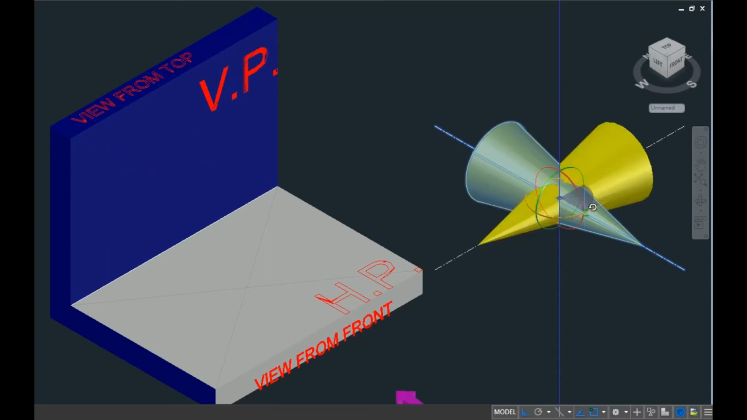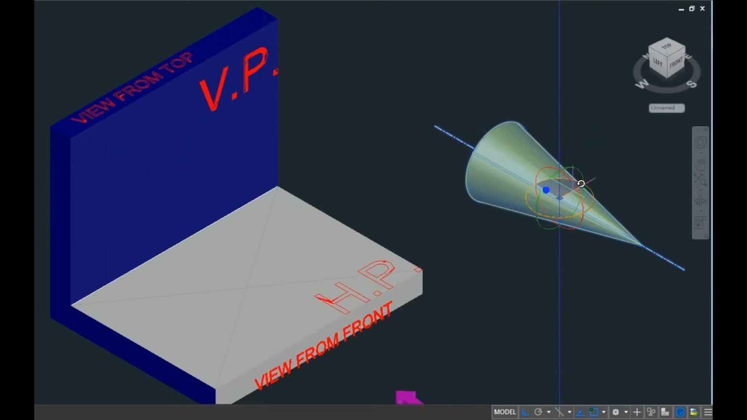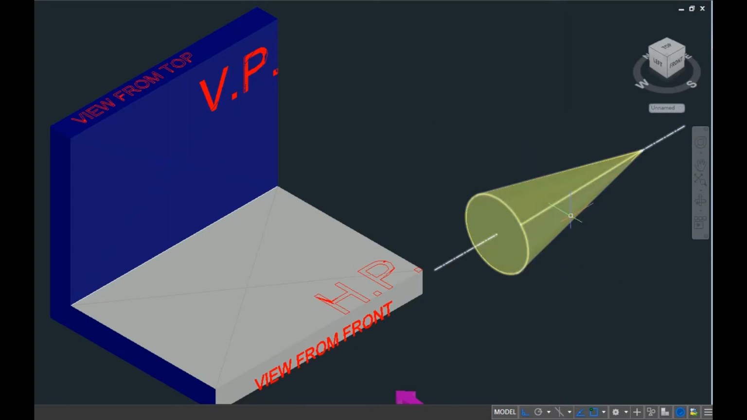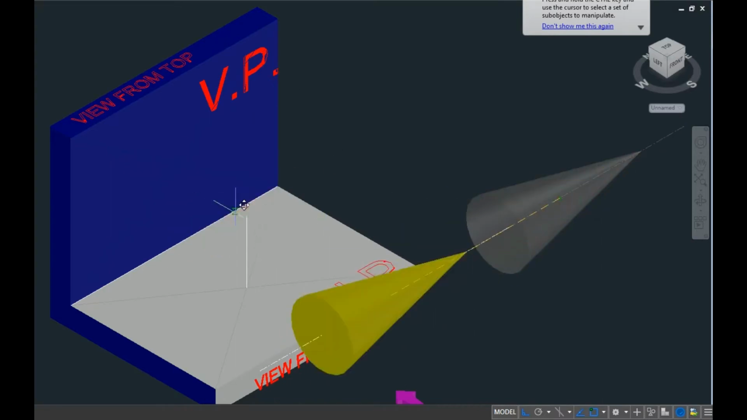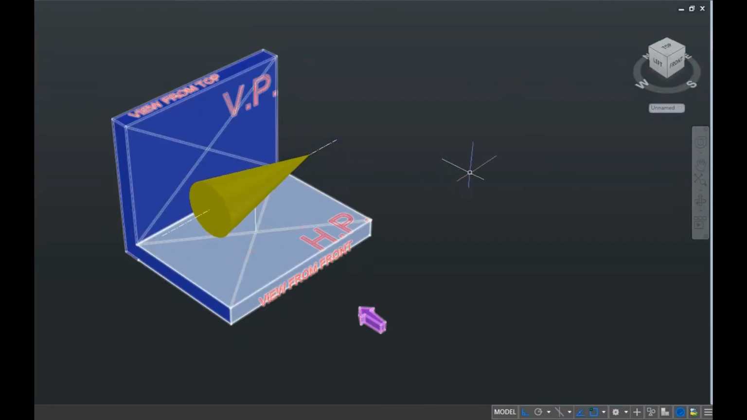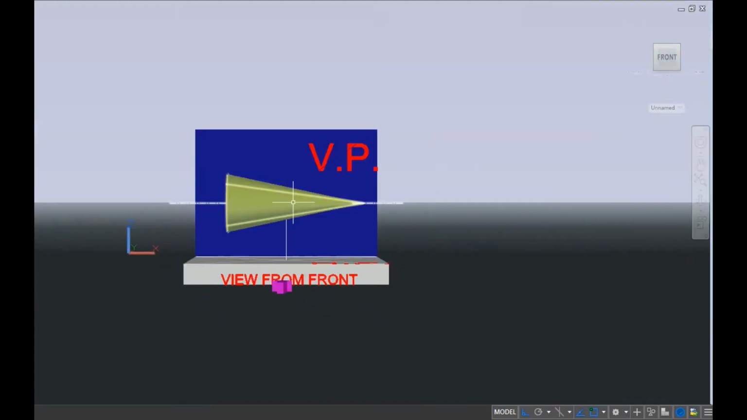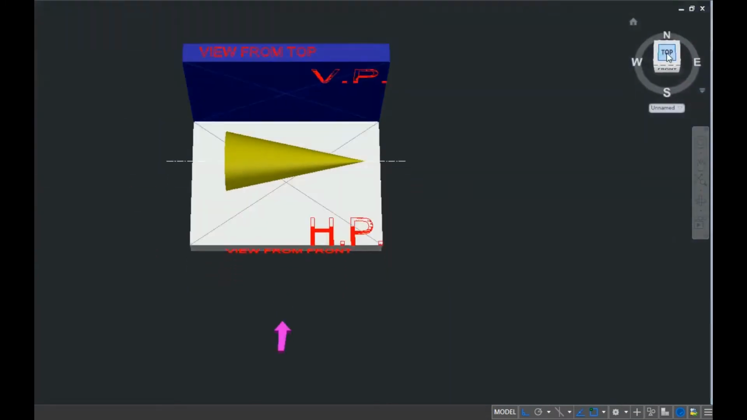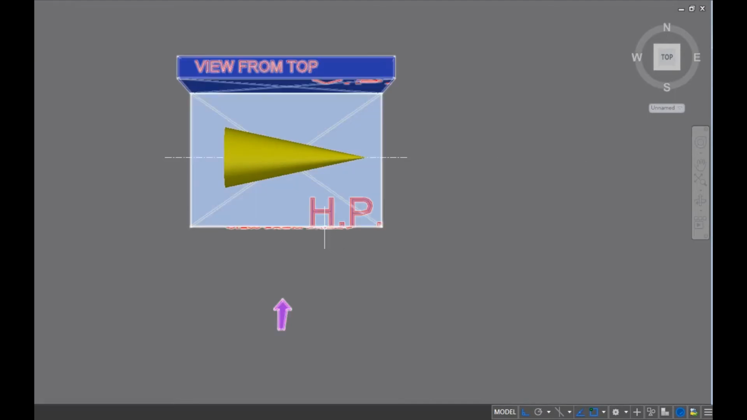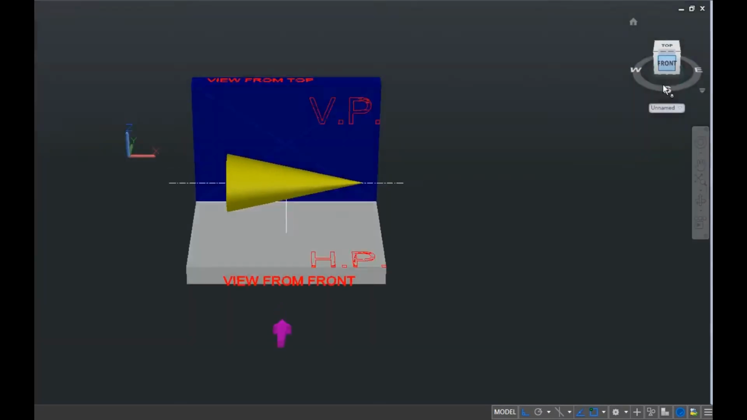Observe it carefully here. Now you see that I am rotating with respect to VP. Now in this position it is parallel to VP also. Now I will place this inside the first quadrant so that it will be easy for you to visualize this. Now I have placed this cone in the first quadrant and it is parallel to both the planes. So in the front view there will be a triangle, and in the top view also there will be a triangle, and here the axis is parallel to both the planes.